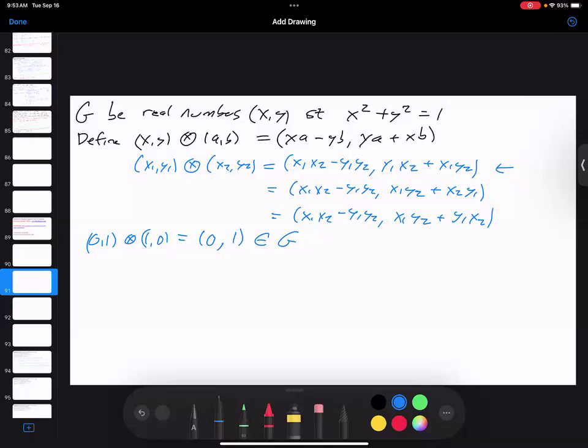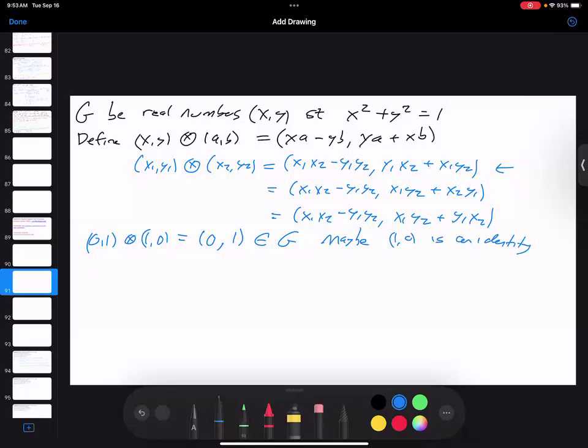So we just showed that if we take 0, 1 and cross it with 1, 0, we get back 0, 1. What might you conjecture if G is a group? Yeah, maybe 1, 0 is an identity.